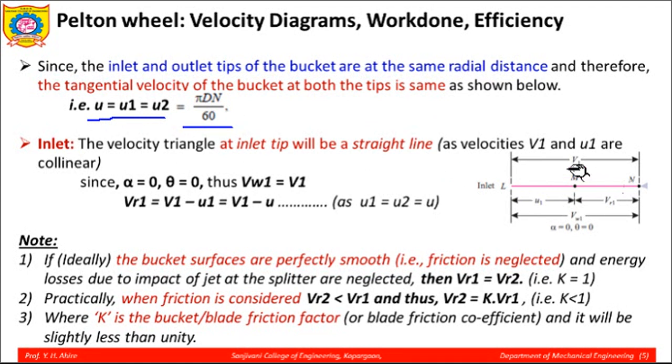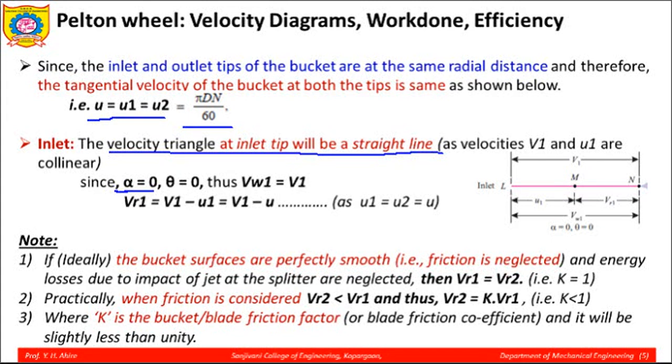Now, looking at the inlet velocity triangle, you can see this is actually a straight line. The velocity triangle at inlet tip is a straight line, as the velocities capital V1 and small u1 are collinear. But the question is why it is a straight line. The reason is the angle alpha corresponding to the vector V1 is 0.